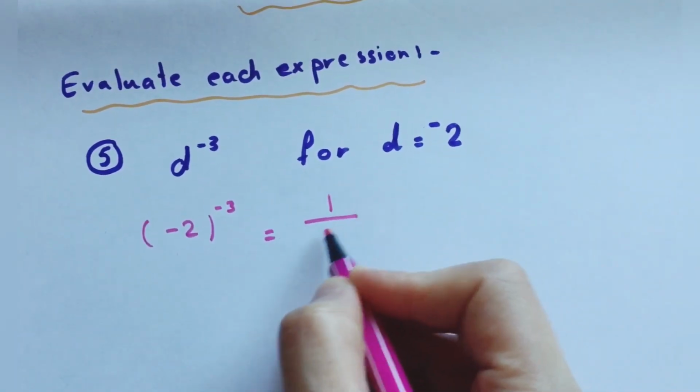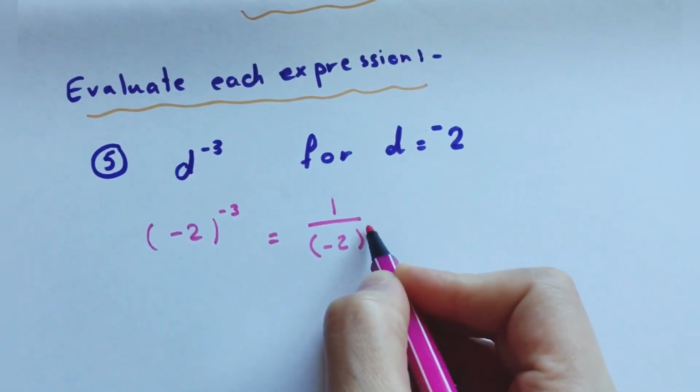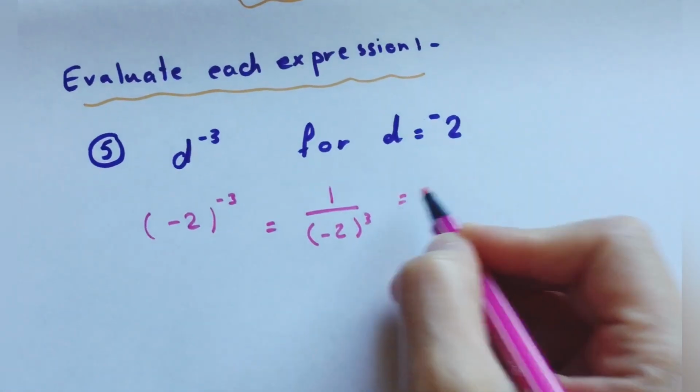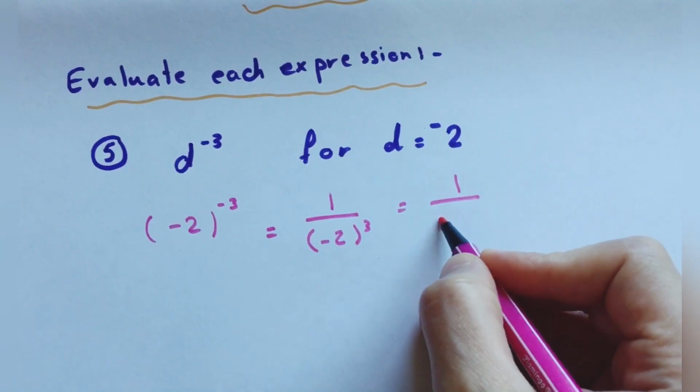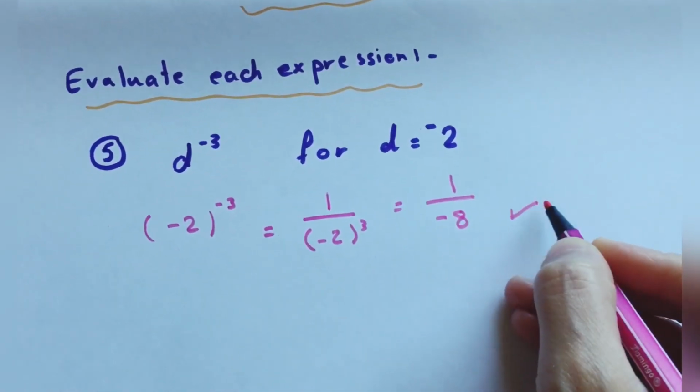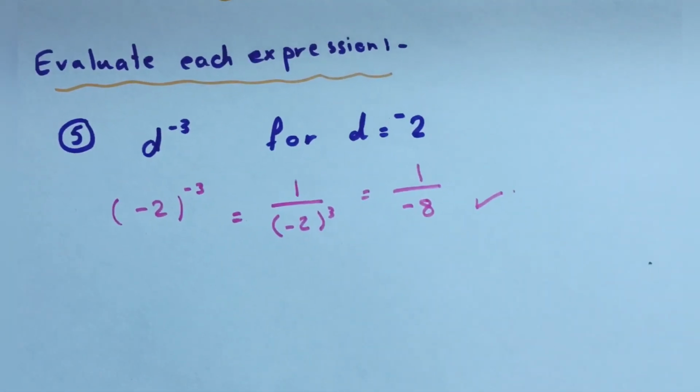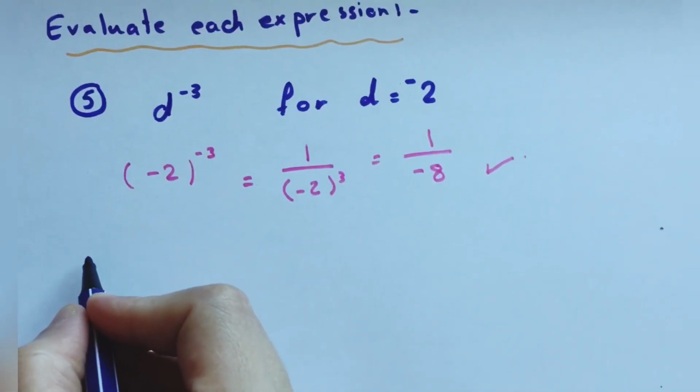I will take the negative 2 down. Okay, so it will be 1 over negative 2 times negative 2 times negative 2, it will be negative 8. Let's see another question, number 6.